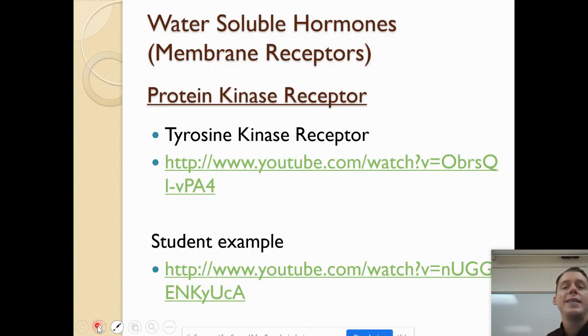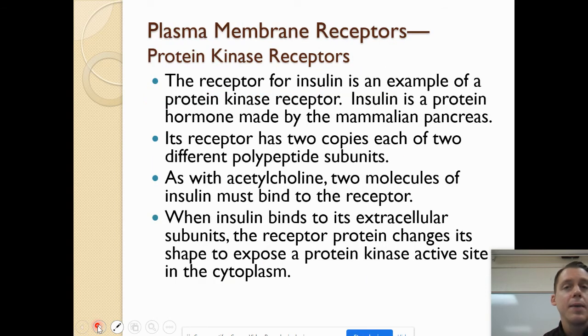Right? This is a protein kinase receptor. And we're going to be looking at some of these examples later. We're going to skip this for now. So our example for the tyrosine kinase receptor is the insulin example.